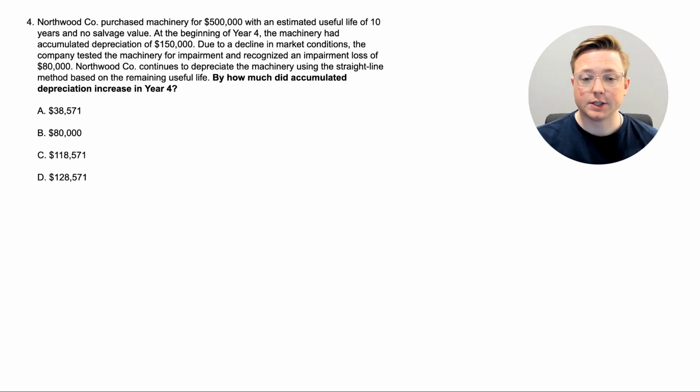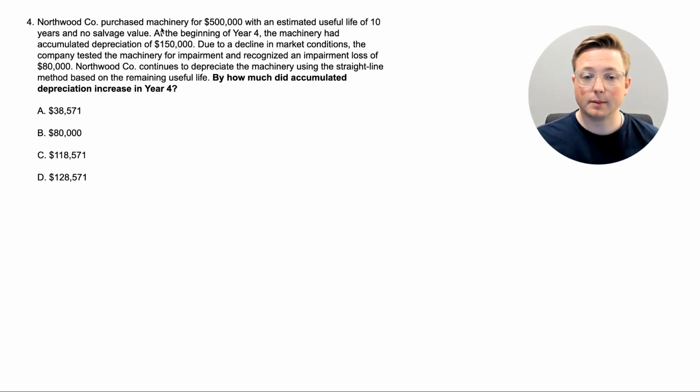All right, here we are at question 4. By how much did accumulated depreciation increase in year 4? Okay, so this is something totally different. We are still talking about property, plant, and equipment, of course, because we're in section D of FAR Area 2. So it makes sense that we're talking about accumulated depreciation, but let's see how that is connected to impairment losses.